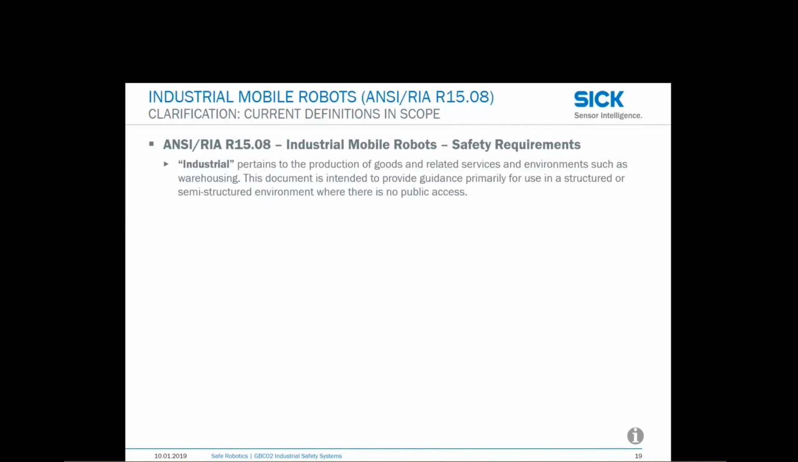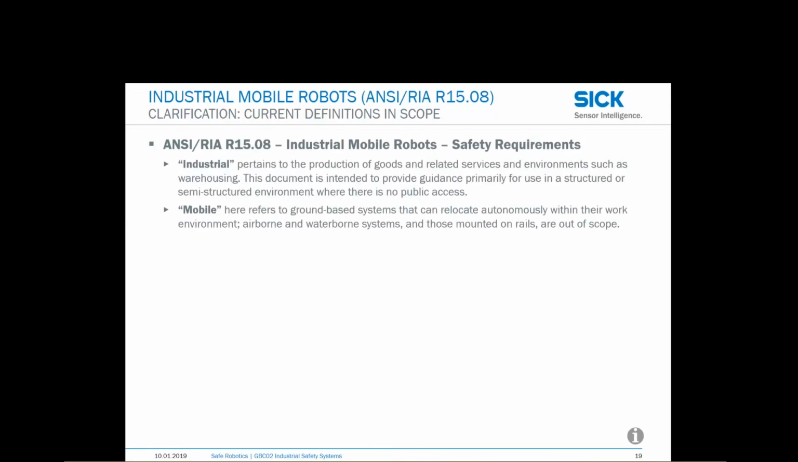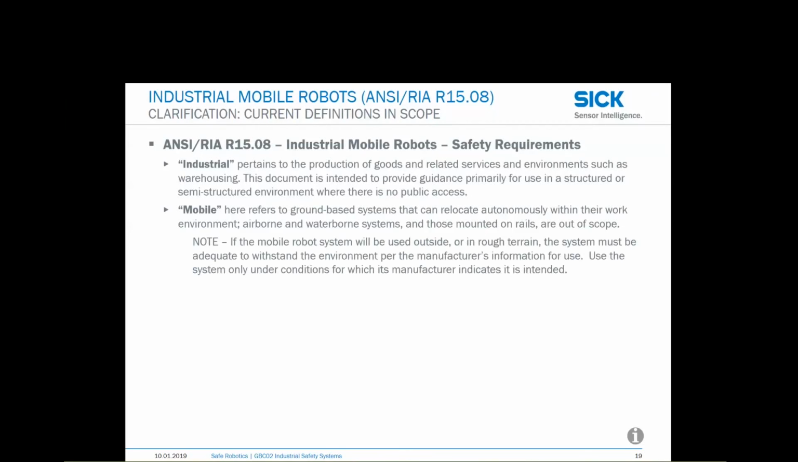No public access. Mobile. Now this does refer to ground-based mobility and not to water or airborne type of vehicles. So if it's mounted on rails, if it's in water, or it's airborne, it will not be covered by this standard. However, if it's mobile in an outdoor application, there'll be some additional environmental requirements that'll have to be considered both by the manufacturer, designer, implementer of a platform or mobile robot, as well as the integrator or the application that it's for its intended use.